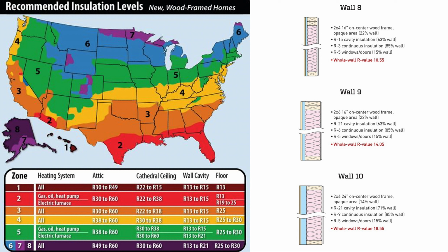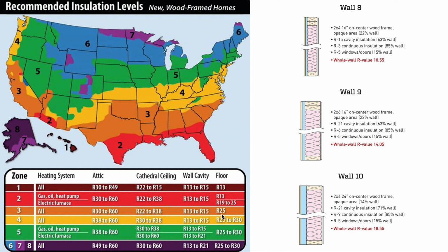Okay, so there are also recommended insulation levels that you can refer to. This chart shows you that for zone 3, which is central Georgia, most of Georgia, the attic, down here on the orange, should be R30 to R60. For the cathedral ceiling, put R13 to R15 in a wall cavity, and R25 in the floor. And on the right, you'll see some different compositions of what you can do to get that R value.